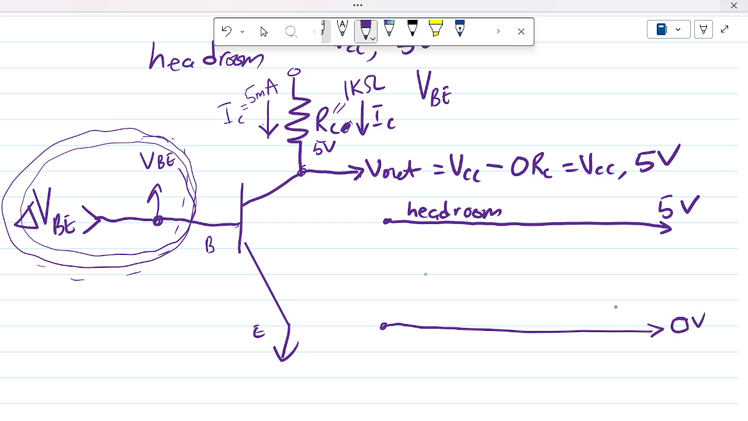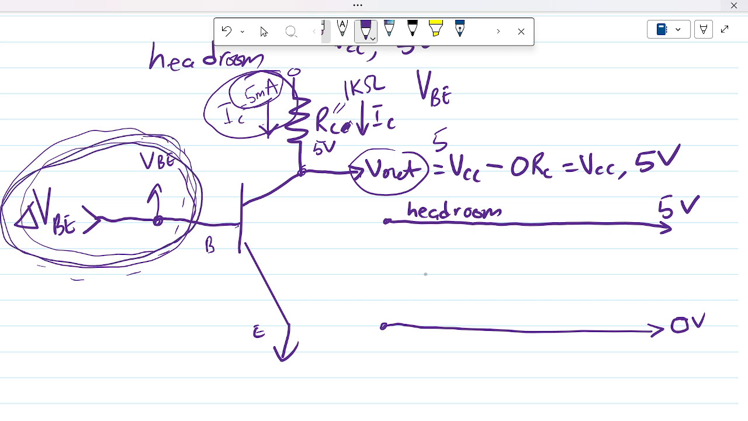So that means the highest value of output voltage I can get is 5 volts, and the lowest value, when the IC is as high as 5 milliamperes, depending on the values of these VBE, then I will have 0, because V out is going to be VCC minus 5 milliamperes times 1 kilo ohms, and that's going to be 5 minus 5, which is equal to 0. Okay, so that explains the available headroom.